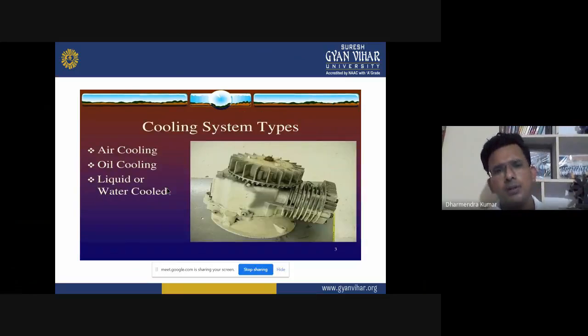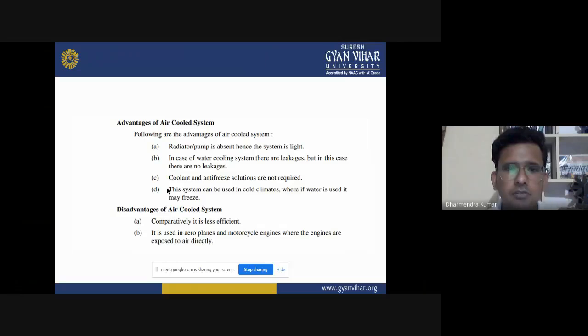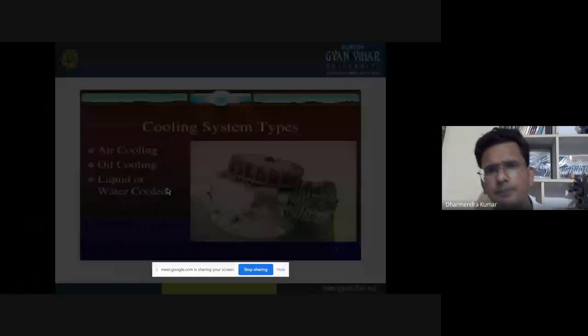Now there are three types of cooling system which we generally use in any automobile, like in a goods vehicle or any passenger vehicle. The first one is air cooling, then oil cooling, and the third one is water cooling or liquid cooling. Now let's discuss them one by one. The first one is the air cooling system.